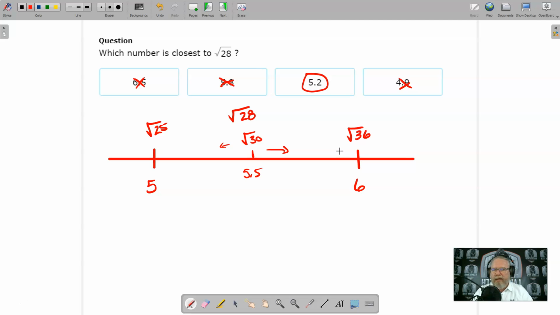And again, you could always use a calculator. If you have a calculator that'll do square roots, you could take square root 28, and probably without doing all this, you could find that answer. But you could also use a calculator to check your answer.